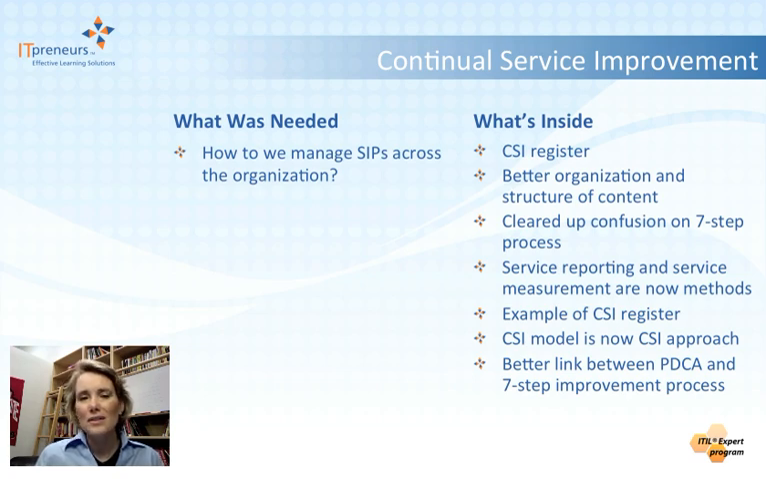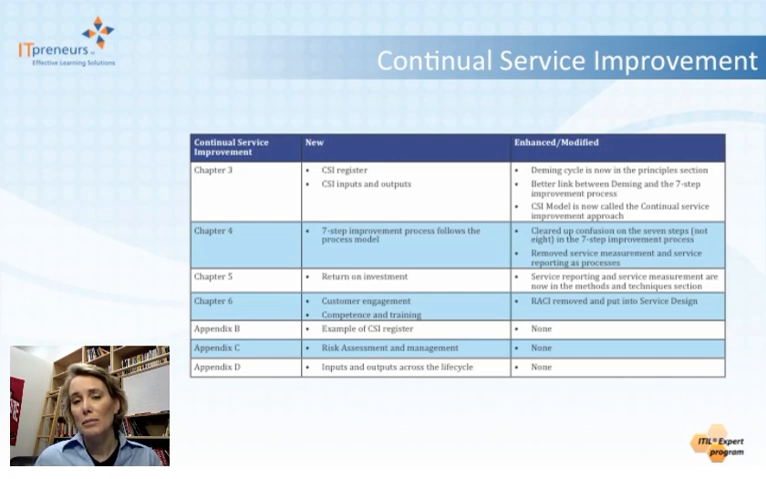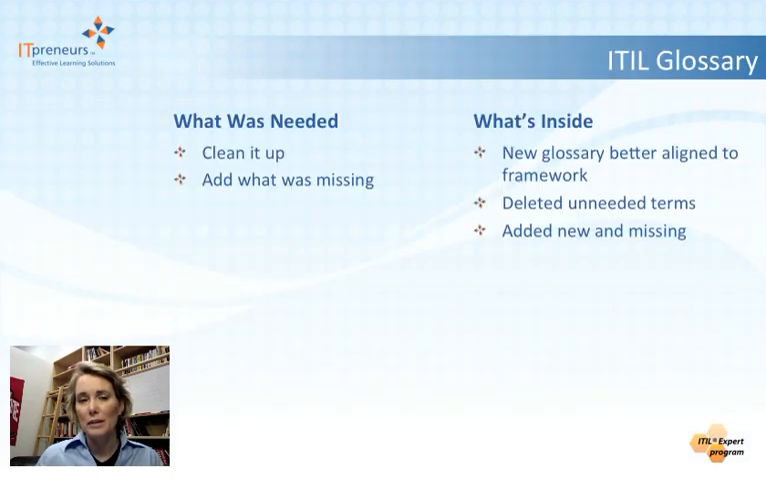Then the CSI model is now called the CSI Approach. There was different nomenclature in the book itself referring to that, and now we've got that cleared up, which I think is a really good thing. And the relationship between the CSI Approach, Deming cycle, and the 7-step improvement process has also been improved. So here we see, again, CSI does not have a significant amount of improvements to the books, but at least the issues that we did have were addressed within this particular publication.